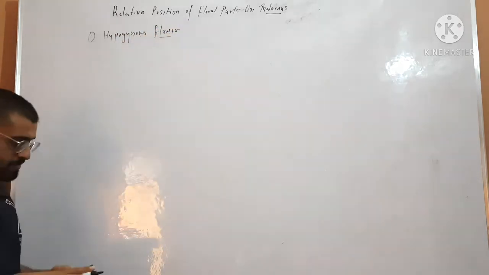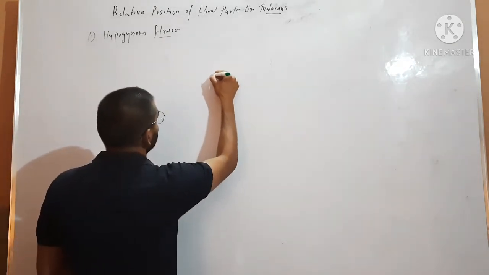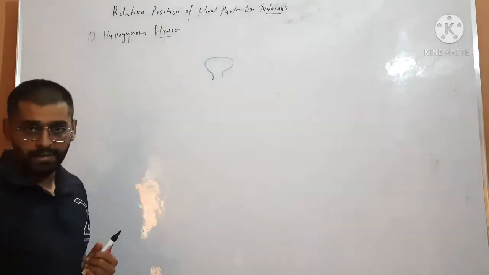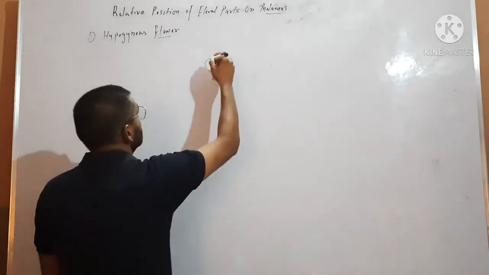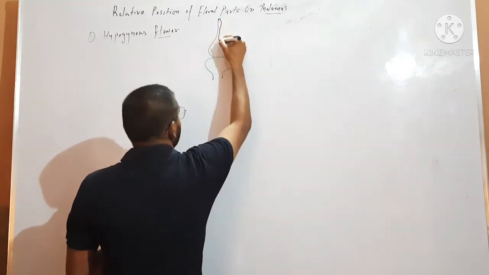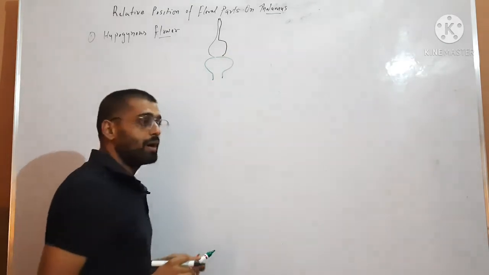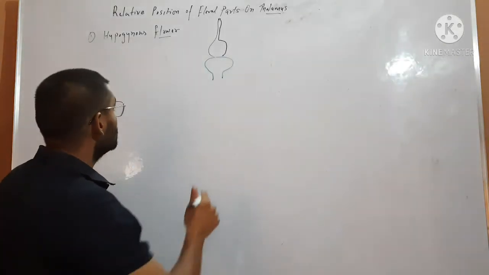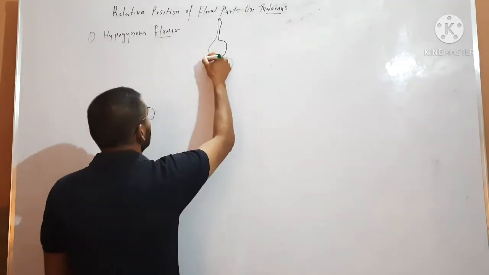In hypogynous flower, the thalamus is swollen and disc-like. On this thalamus, the ovary is situated at the top, and other parts like calyx, corolla and androecium are present below the ovary.